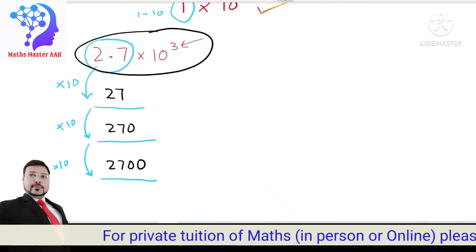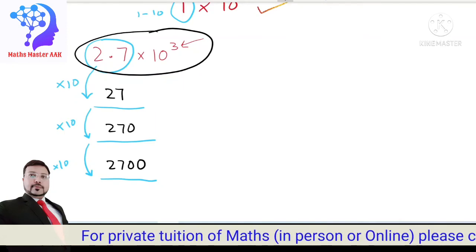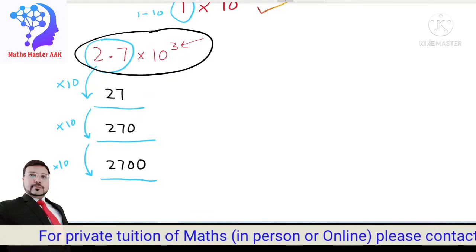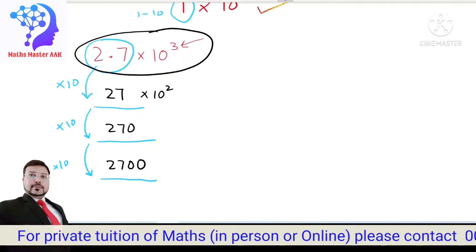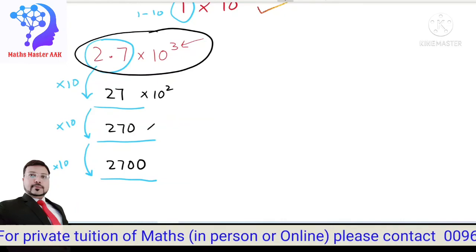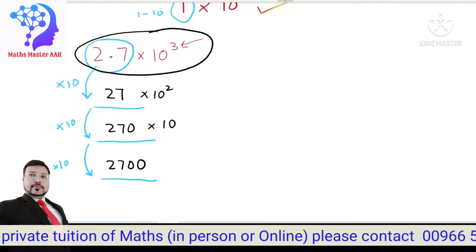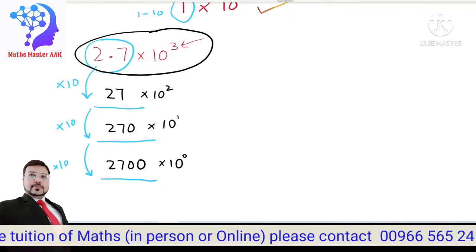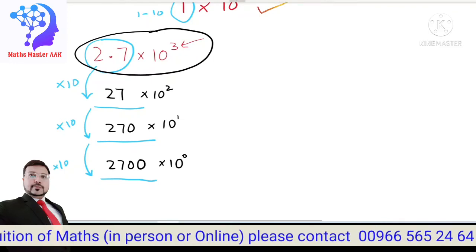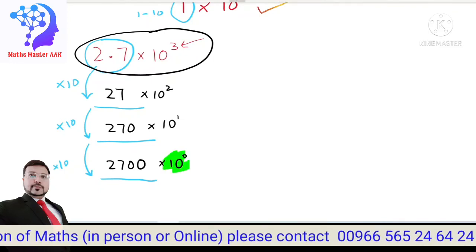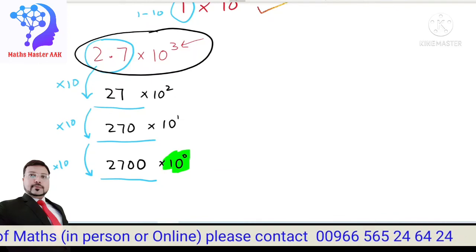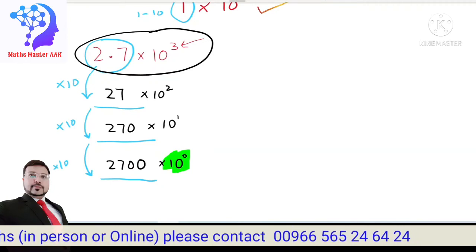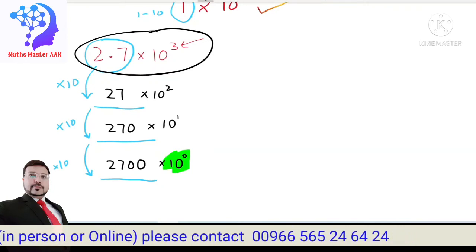And also, whenever you see the power, at this stage the power was 10 raised to power 3. Here it will become 10 raised to power 2 because one time you have multiplied. Then again you have multiplied once, it is 10 raised to power 1. Again you multiply, it is 10 raised to power 0. And remember, what is meant by 10 raised to power 0? We have discussed that 0 power of any number means 1. It means 2700 multiplied with 1, so it will remain the same number.